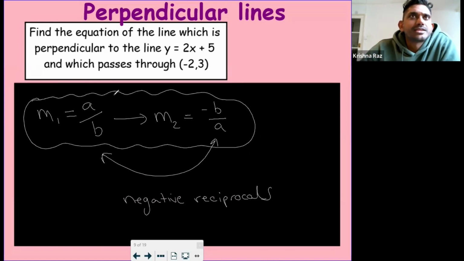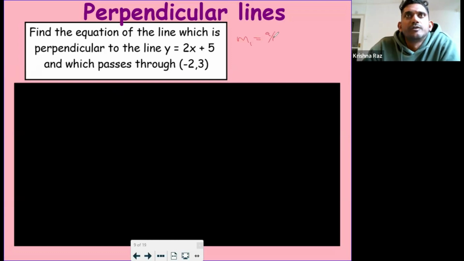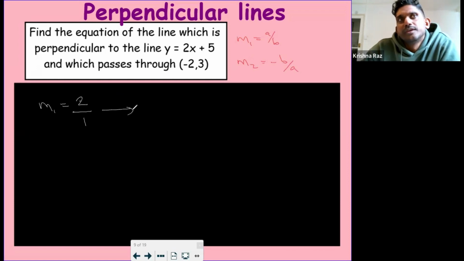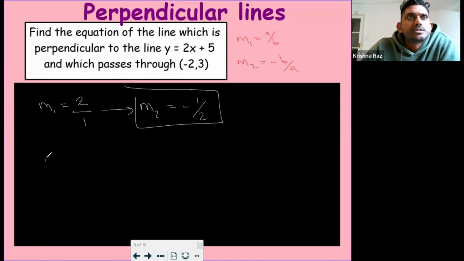So how does that relate to this question? Well, let's have a look. So if m1 equals a over b, m2 equals -b over a. So we have m1 is 2, which would be 2 divided by 1. So the gradient of the line perpendicular must be minus 1/2. So that'd be our first bit. It's y equals minus a half x plus c.